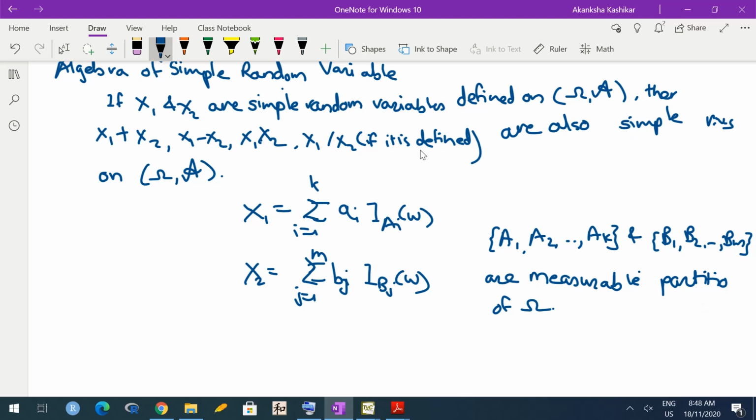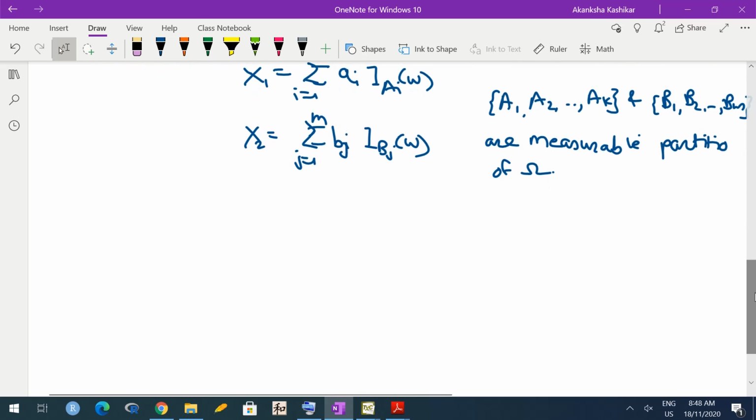Now the question arises, how do I define X1 plus X2 or X1 minus X2? So let me try to draw a picture.